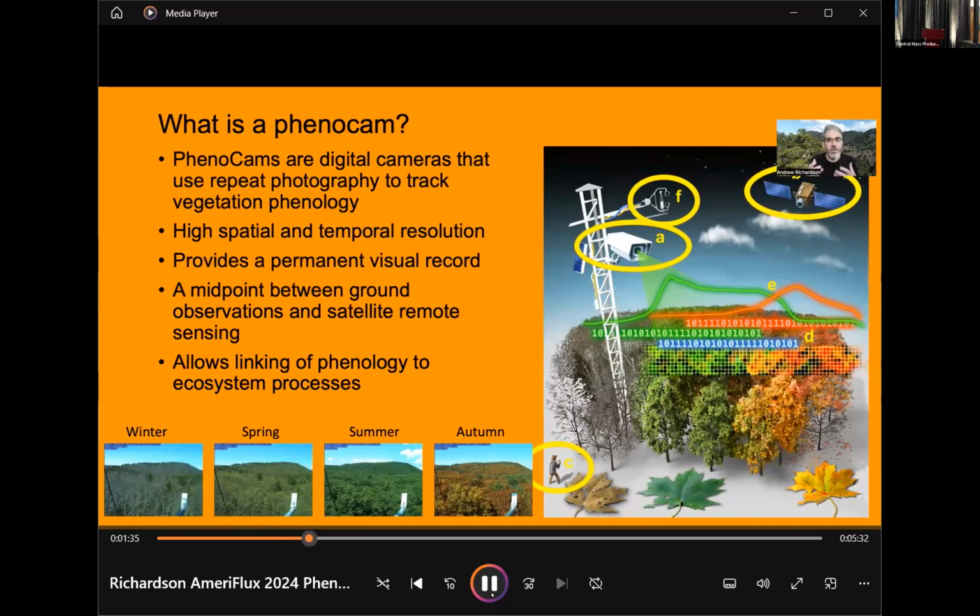And this is really giving us new insight into the sensitivity of phenology to variation in environmental factors, and also of the role of phenology in regulating the seasonality of how ecosystems work.